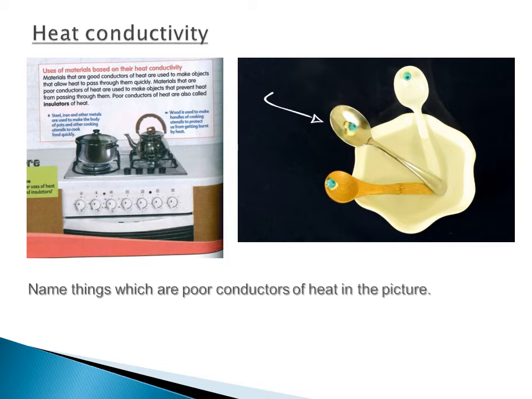Now, good conductors of heat are called conductors, and there are materials which do not conduct heat, and they are called insulators of heat.